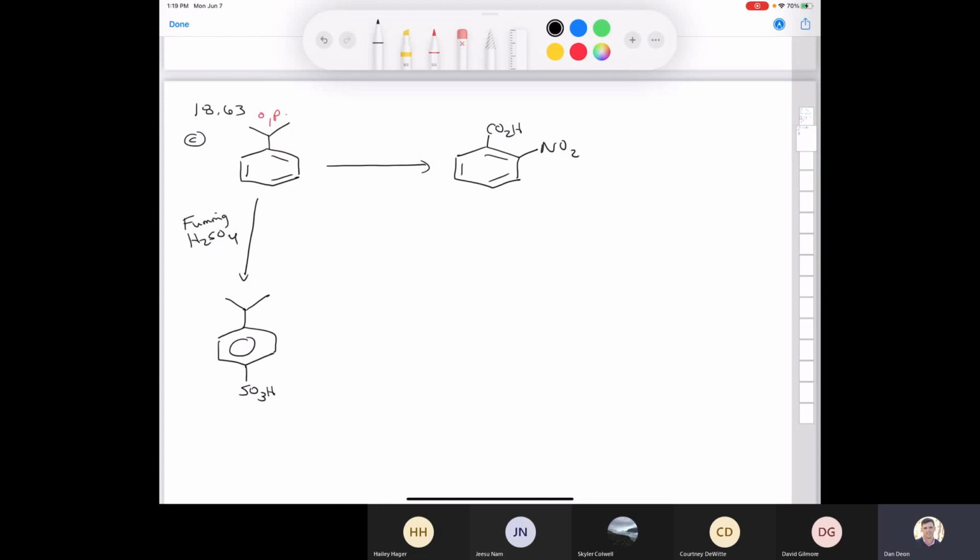And now the sulfonic acid is a meta director. And here we have an ortho para director. So you can see that we're going to be directing the nitration at this position. So like Skylar says, we have blocking group, then we have nitration. So what are the conditions for nitration? We use nitric acid and sulfuric acid together. We're going to nitrate the ring. So we're going to install the nitro group here.